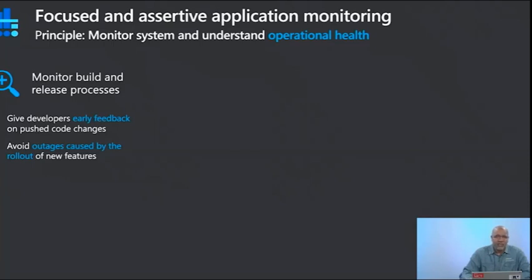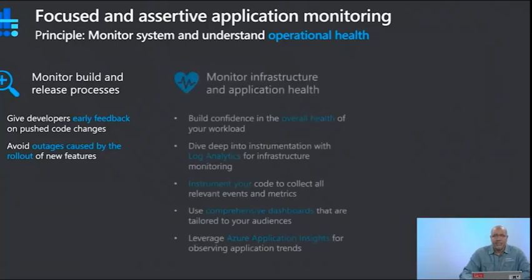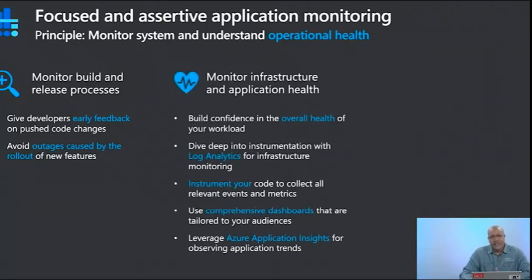Let's continue delving into the main points on Operational Excellence, focused and assertive monitoring. Implement systems and processes to monitor build and release processes, infrastructure health, and application health. Telemetry is critical to this process of understanding the health of a workload and whether the service is meeting the business goals.